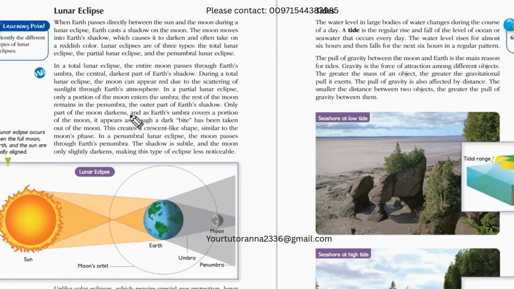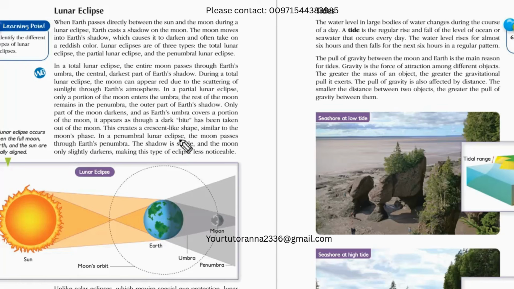Only part of the moon darkens, and as the Earth's umbra covers a portion of the moon, it appears as though a dark bite has been taken out of the moon. It seems like that because some of it is covered and some of it is not covered. This creates a crescent-like shape similar to the moon's face.